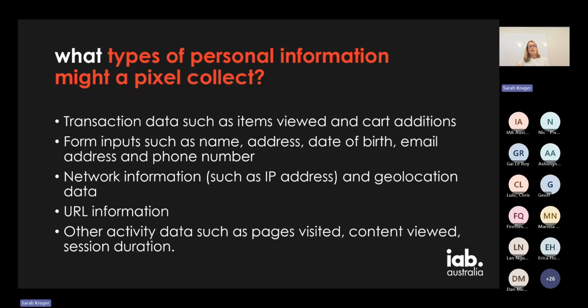So what types of personal information might a pixel collect? Transaction data, such as items viewed and cart additions, so that can help streamline the customer experience. Form imports, name, address, date of birth, email address, and phone number. Again, that can help to streamline customer experience. Network information like IP address, geolocation data, which is the subject of some discussion, URL information, and other activity data, pages visited, content viewed, session duration, etc.